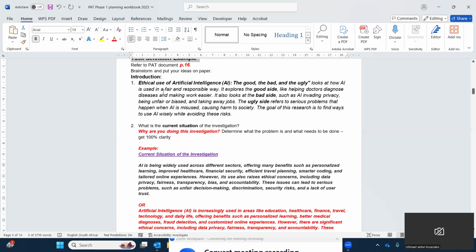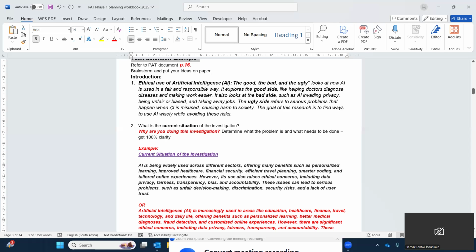Now, the ethical use of artificial intelligence. I have this example as the introduction: the good, the bad, and the ugly. This one looks at how AI is used in a fair and responsible way. It explores the good side, for instance, helping doctors diagnose diseases and making work easier. It also looks at the bad side, such as AI invading privacy, being unfair or biased, and taking away jobs. Then the ugly side refers to serious problems that happen when AI is misused, causing harm to society. Therefore, the goal of this research will be to find ways to use AI wisely while avoiding these risks.